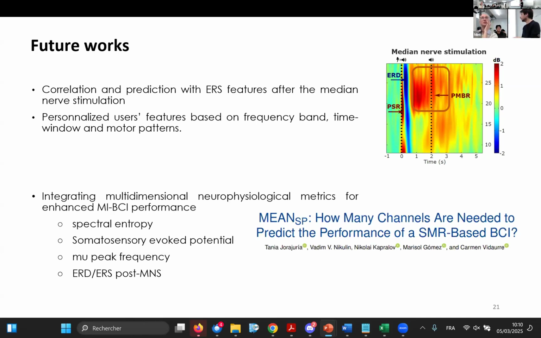And finally, we would also like to compute all the neurophysiological predictors from the literature. So the spectral entropy, the PP factor, the SMR predictor from Blankertz, with the predictor based on nerve stimulation, to try to have a kind of gold standard of neurophysiological predictors together.